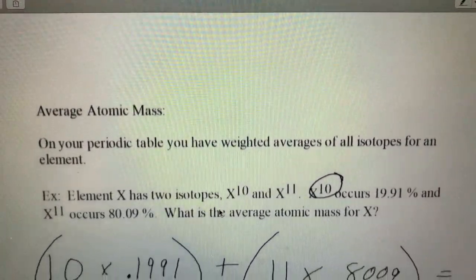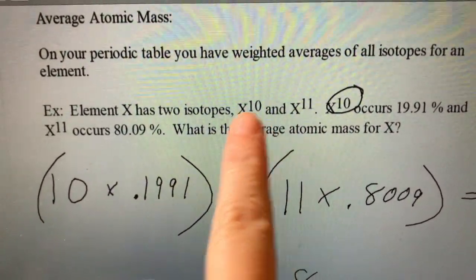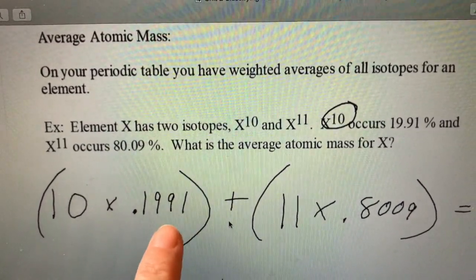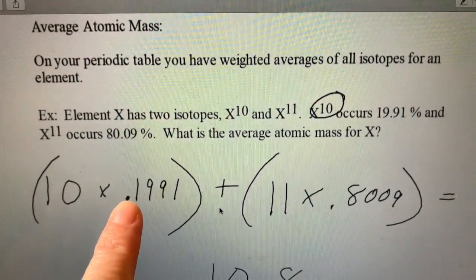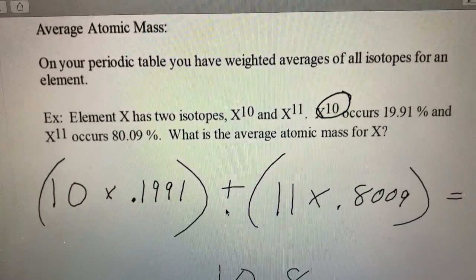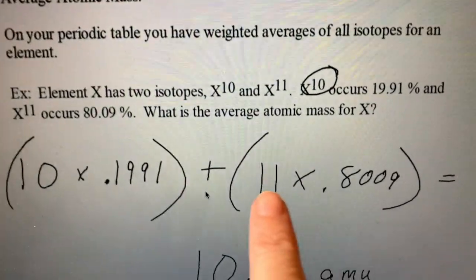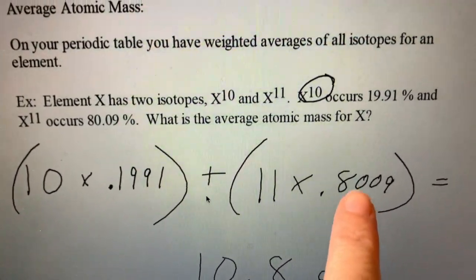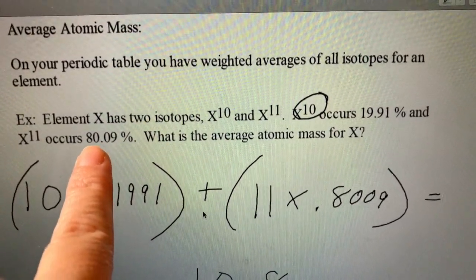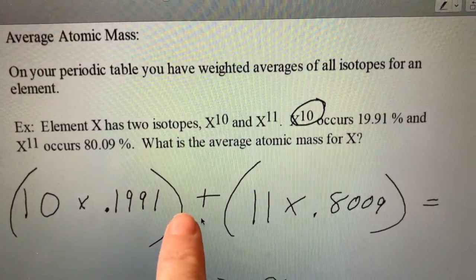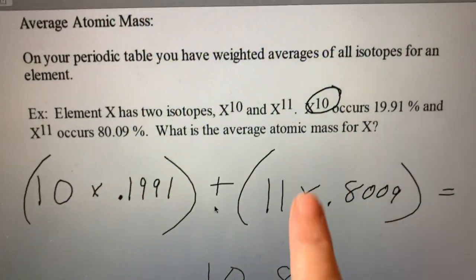So let me show you how mathematically you do this. It's nice and easy. You're going to take the isotope number, so X10, you're going to take that mass number. You're going to multiply it by the percentage of time that it happens. Now it's a percent, so I just move that over 2 times, because with a percent we multiply by 100 in the end. I'm taking that away to make it nice and easy. So I'm going to multiply those 2. I'm then going to take 11 and multiply it by its abundance. Again, where did I get that 0.8009 from? It's 80.09%. Move that over twice. I'm going to multiply those 2. Then you're going to add the product of this to the product of this.